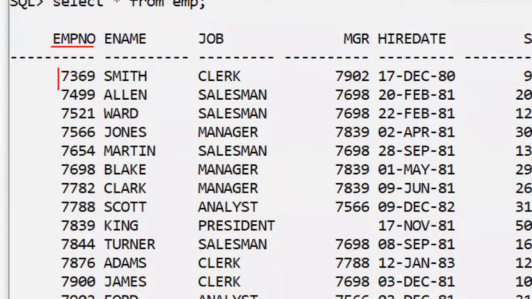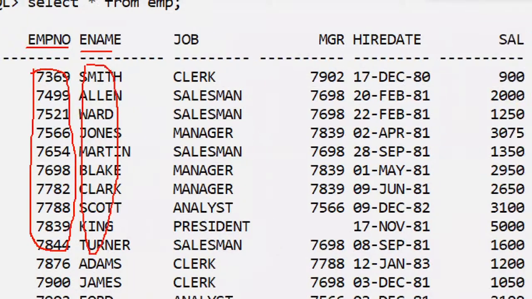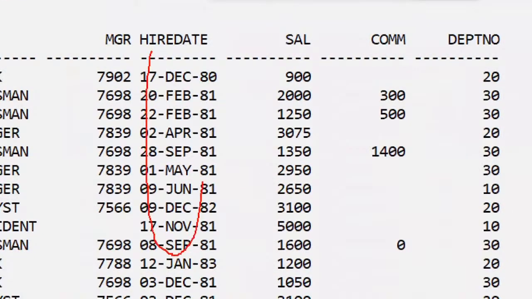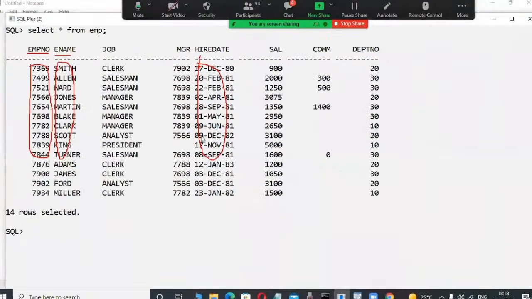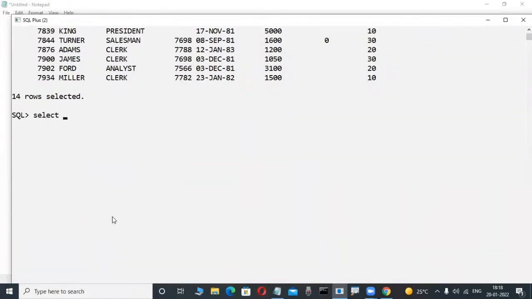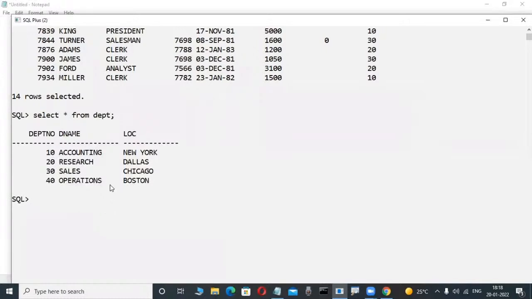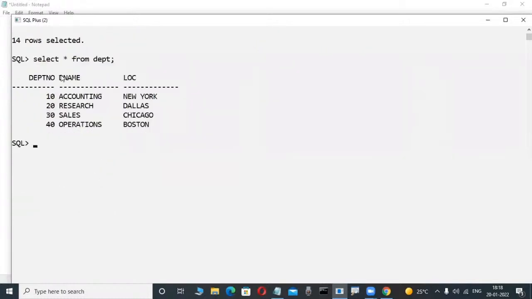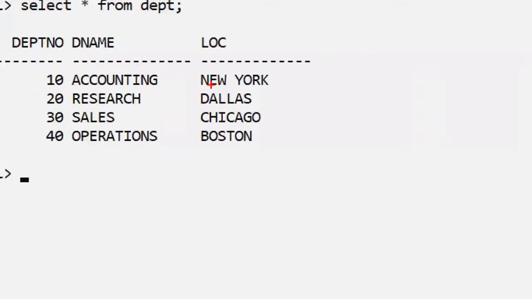Here, employee number: in this column only numbers are available. Slowly observe here, in this column only characters are available. In this column only dates are available. That's why, observe here, the data is stored in a structured manner. Anything we observe in your relational database is structured data. A structured collection of data is there.